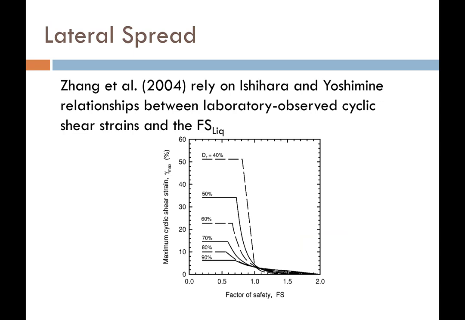Okay, now Zhang and others, just like with settlements, they rely on Ishihara and Yoshimine's data, but instead of using volumetric strains, it is maximum cyclic shear strains, gamma. And these are the curves that Ishihara and Yoshimine developed that are, again, a function of factor of safety and relative density of the soil, to give you the corresponding cyclic shear strain.